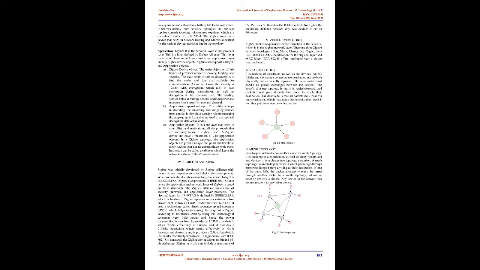battery usage and extend their battery life to the maximum. It follows mainly three network topologies, that are star topology, mesh topology, cluster tree topology, which are considered under IEEE 802.15.4. The Zigbee router is a device that helps in network routing and address allocation for the various devices participating in the topology.